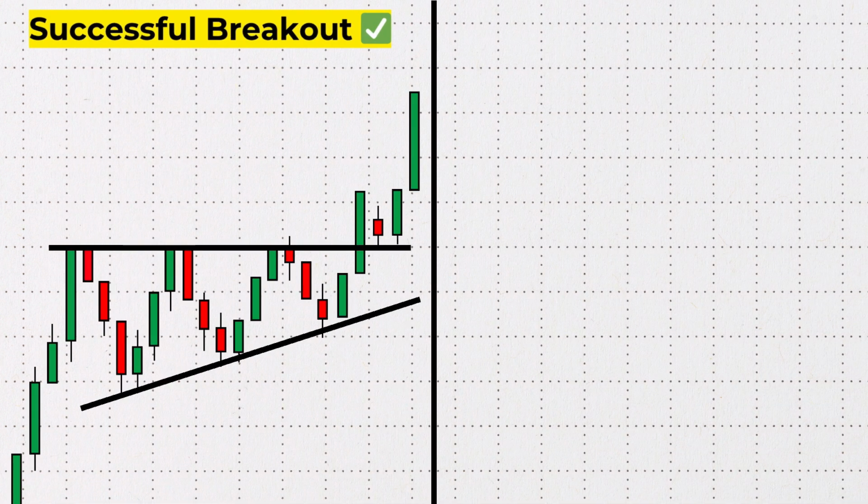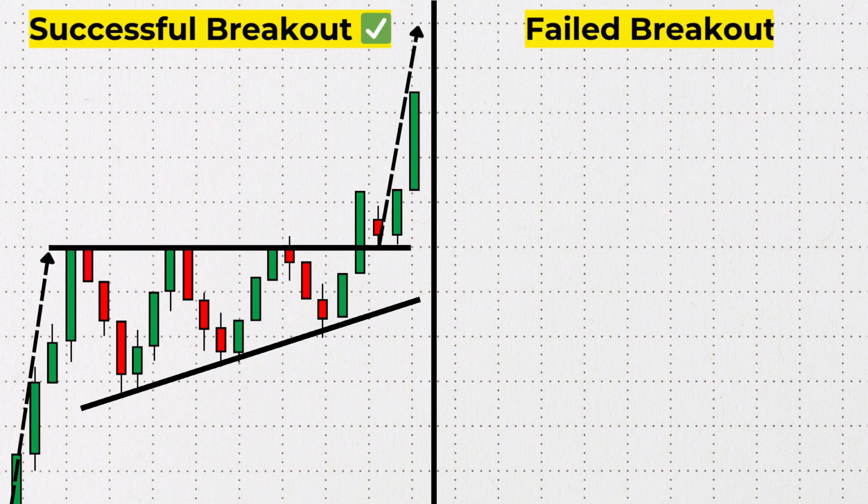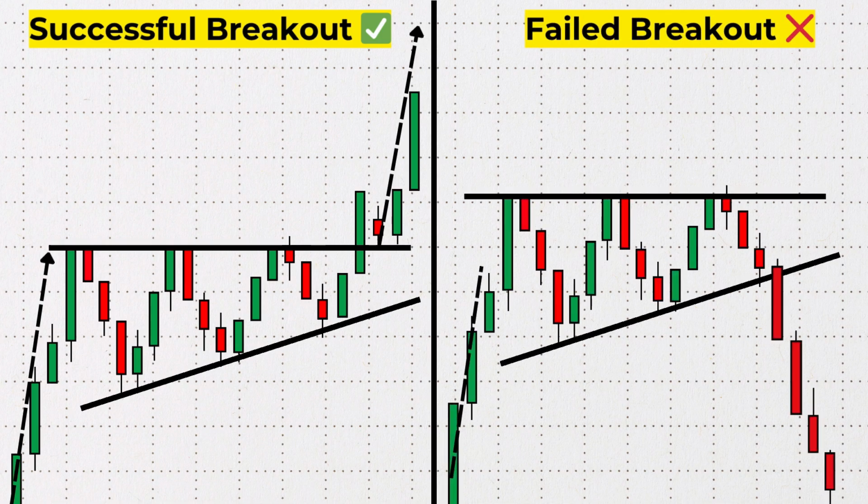If the initial impulse leg leading into the triangle is bullish, meaning price trended upward before this pattern forms, there's a high probability that the breakout will continue in the same direction. However, if buyers fail to break above resistance, price can also break down below the rising supports, turning the structure into a failed ascending triangle.